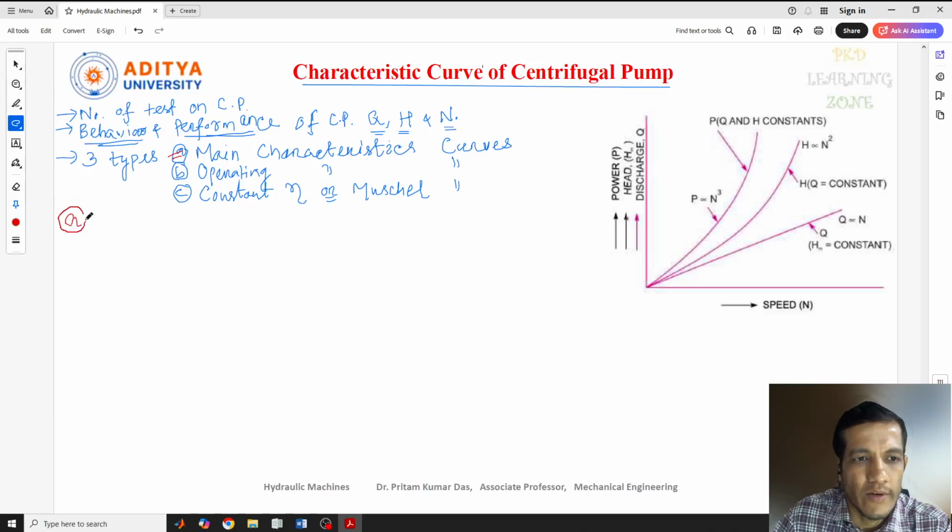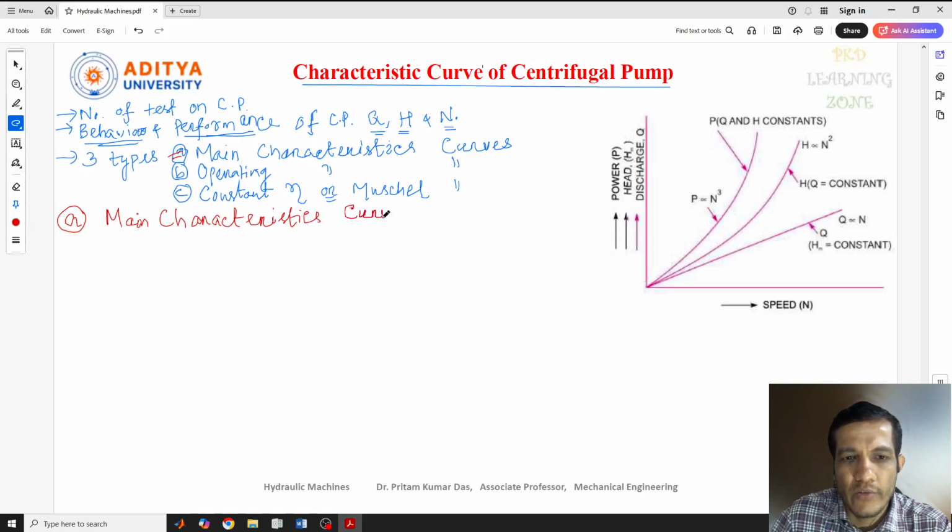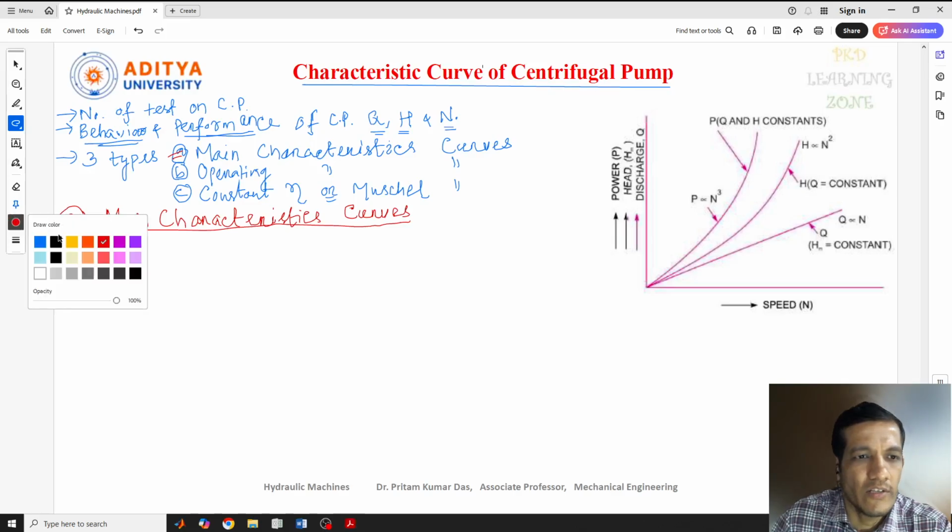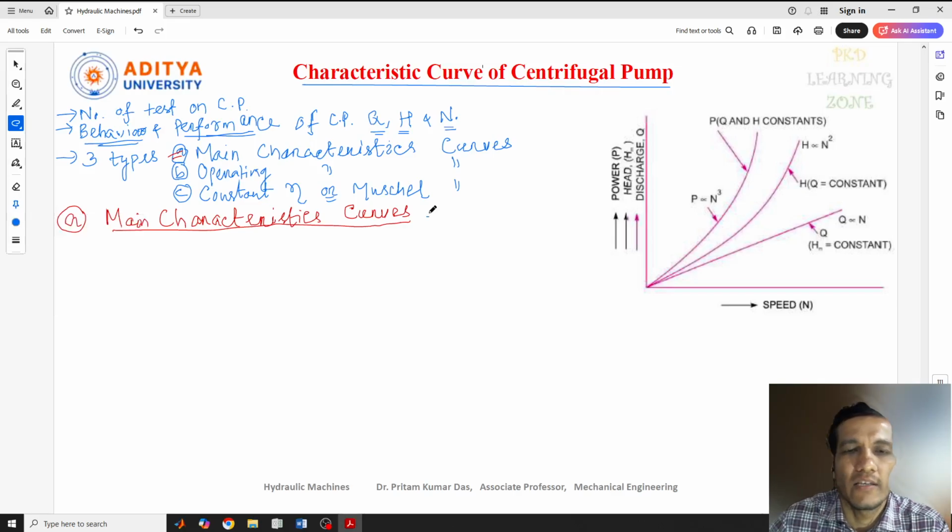So the first heading is main characteristics curves. Whether it is the main characteristics curves, the operating curves or the constant efficiency curves, we need to consider a few parameters, which are required in the centrifugal pump. So what parameters are basically required?